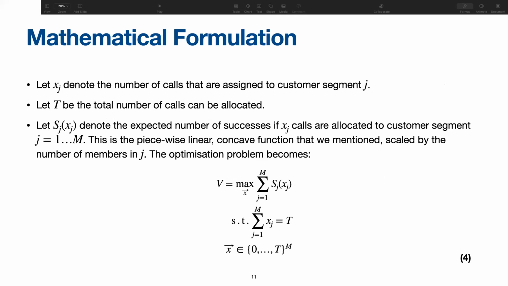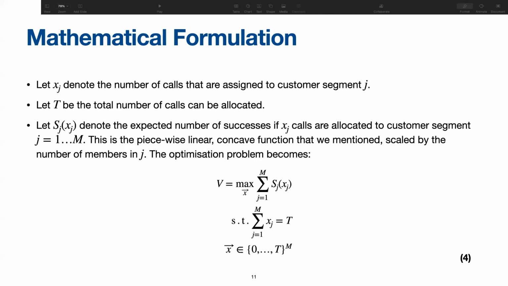Okay, so a bit more into the formulation. Essentially here, we're going to let X sub j denote the number of calls that are assigned to customer segment j. We're going to let T be the total number of calls that we have access to allocate to these customers. And we're going to let S sub j of X sub j denote the expected number of successes if we allocate X sub j calls to the customer segment j.